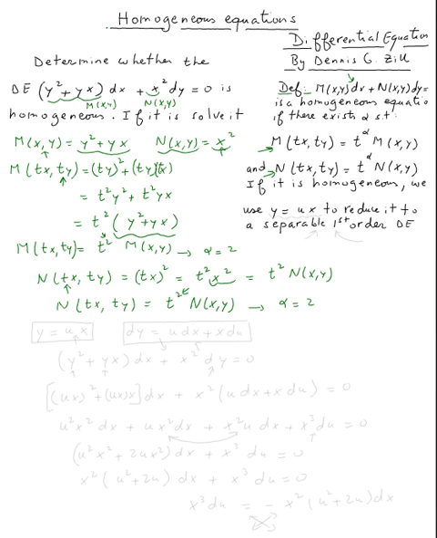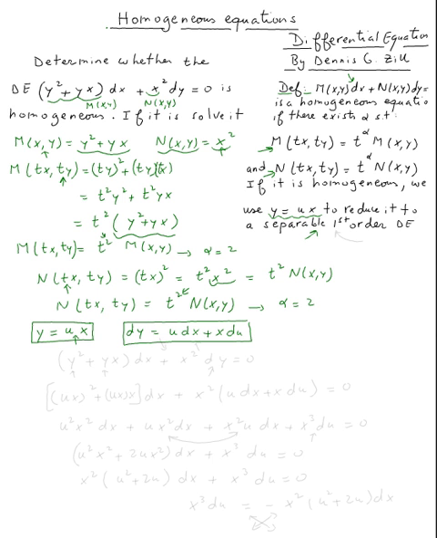Now let's solve it. How do we solve it? If it is homogeneous, use y equals ux to reduce it to a separable first order differential equation. So let's use y equals ux. We always use y equals ux, and we always need the dy for homogeneous equations. So the dy, by the product rule, the differential of y is just going to be u dx plus x du, by definition.